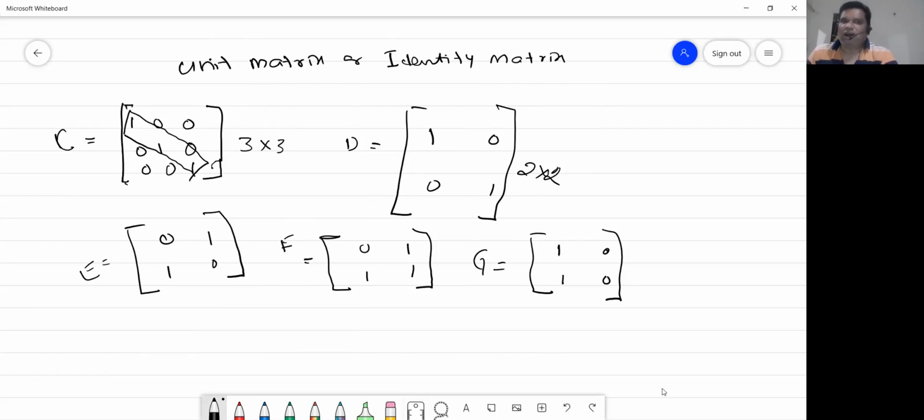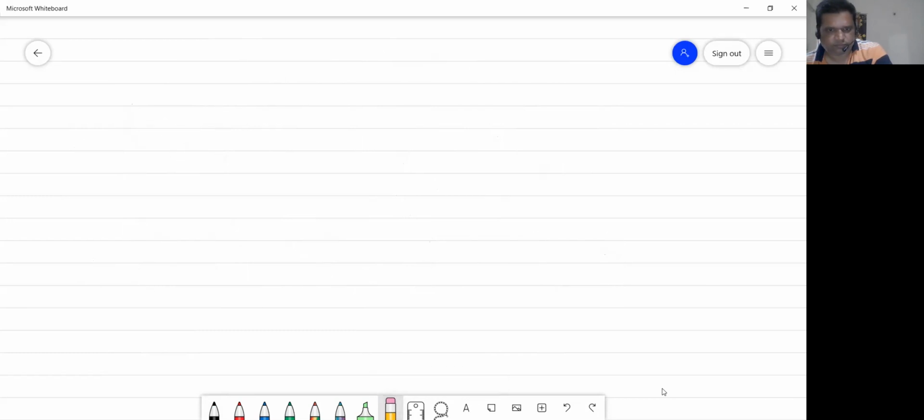Now, after defining a unit matrix, we'll define equal matrices.